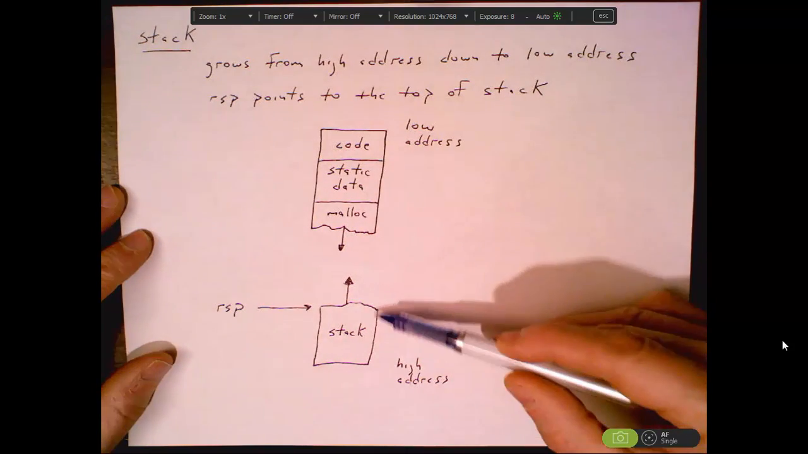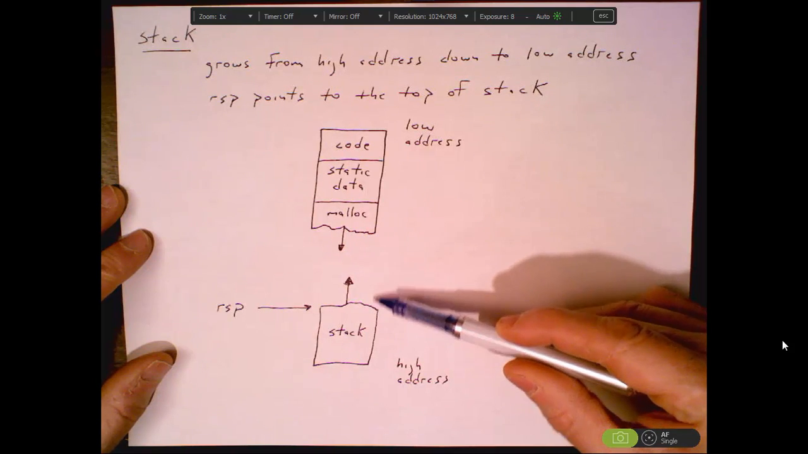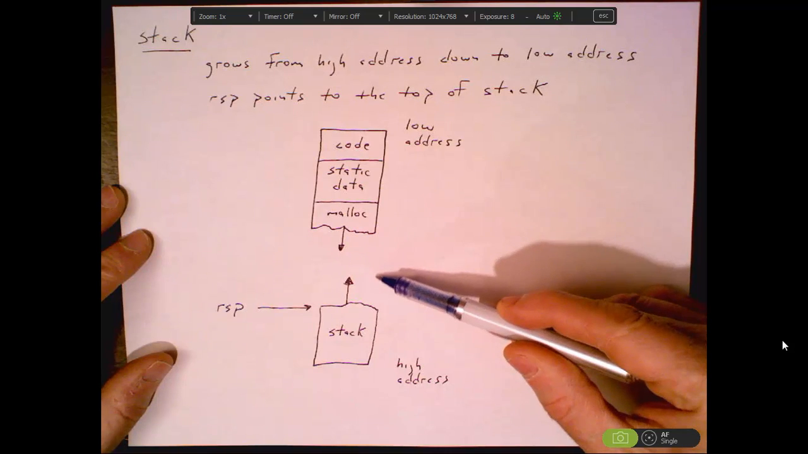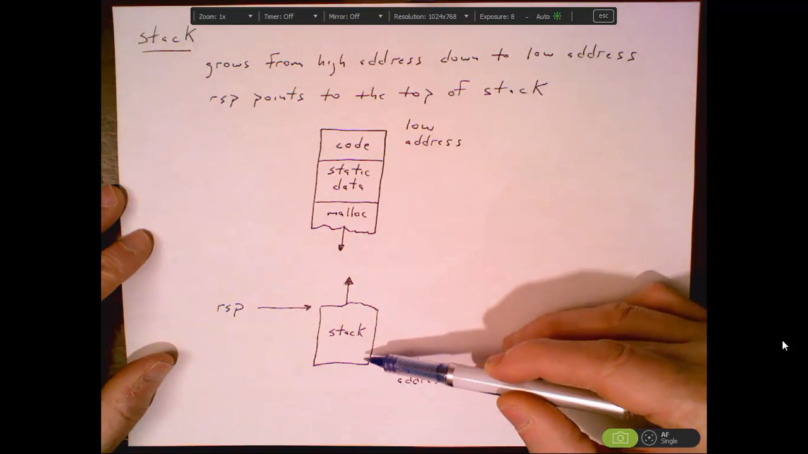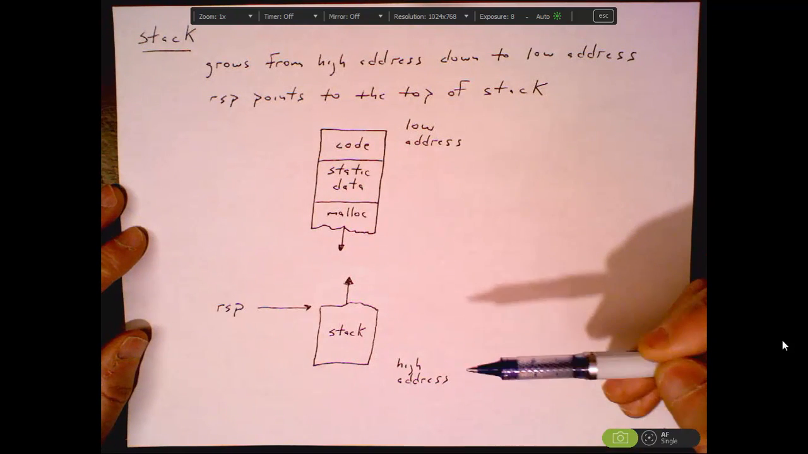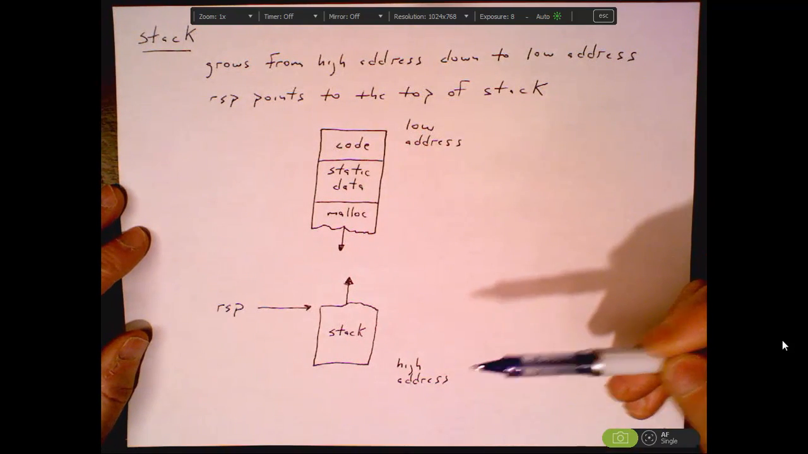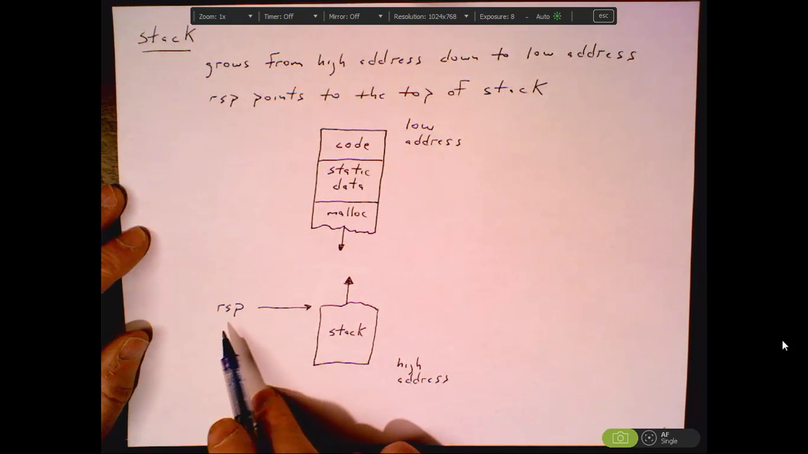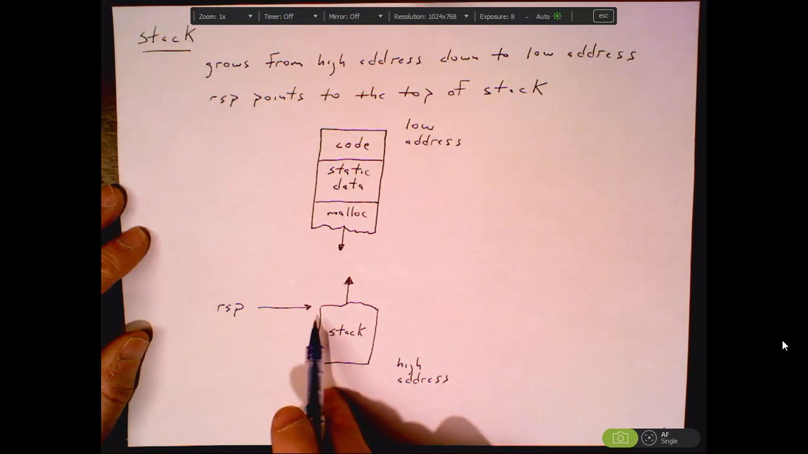So as we call functions, we'll see information pushed onto the stack, and the stack will grow. As the functions return, the stack will shrink back towards higher addresses. Got to keep this in mind. It will be important from time to time. As I mentioned, there was a register RSP, which is the stack register. It's always pointing to the top of the stack.